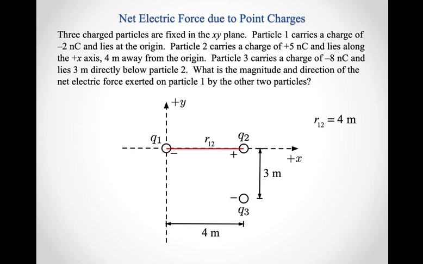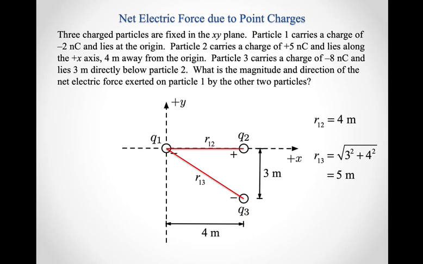Again, when I think about the electric force between particle 1 and particle 3, I'm going to need the distance of separation between those two particles. And what I notice is I've got a right triangle, 4 meters along this side, 3 meters along this one, so I can use the Pythagorean theorem: the square root of 3 squared plus 4 squared says that the distance separating particle 1 and particle 3 is 5 meters.